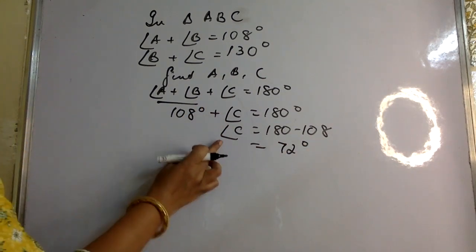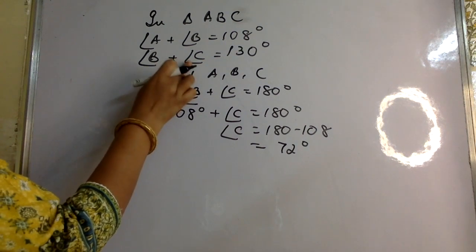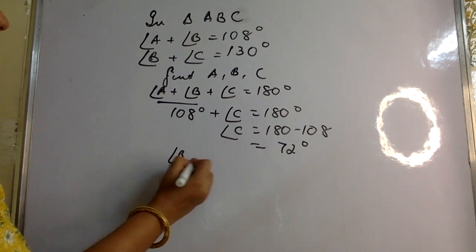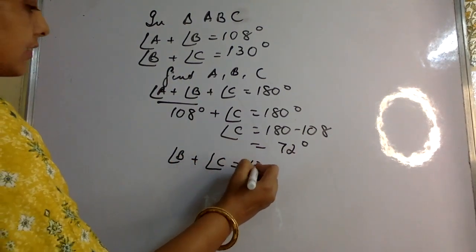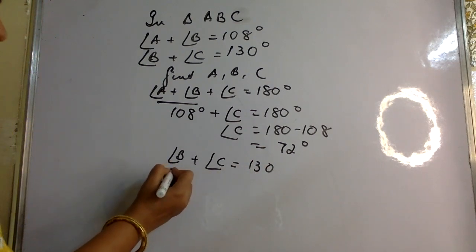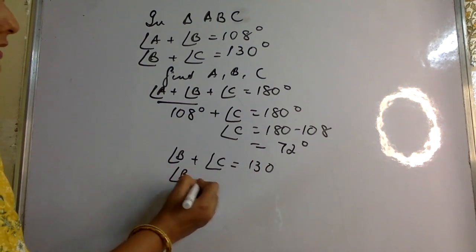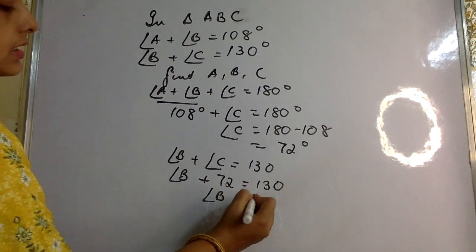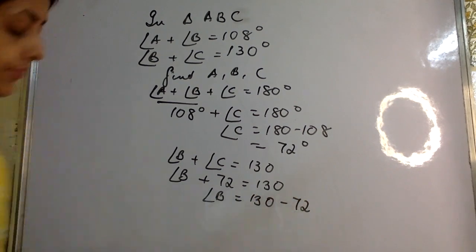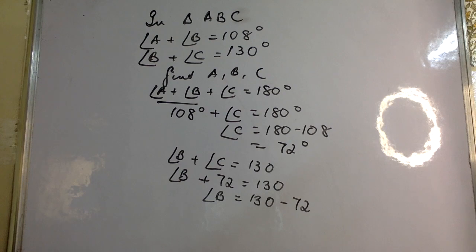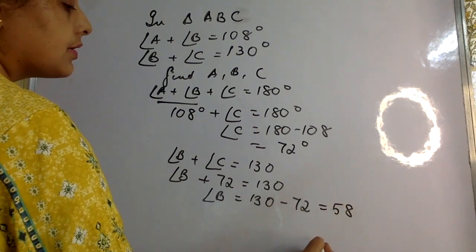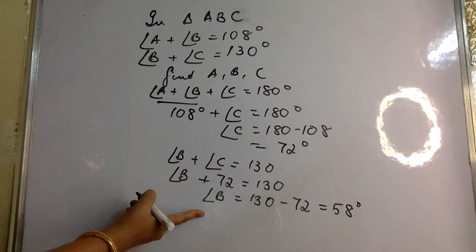Okay. Now this C I'll put here. I'll see where C is. I'll put here. This does not have a C, but this has a C. So I'll put it here. Angle B plus angle C is equal to 130. So angle B is, I don't know, and angle C is a 72, which is equal to 130. Then angle B is 130 minus 72. Okay, 130 minus 72 gives me a 58 degrees. Okay, so this is a 58 degrees. So I got my angle B also now.